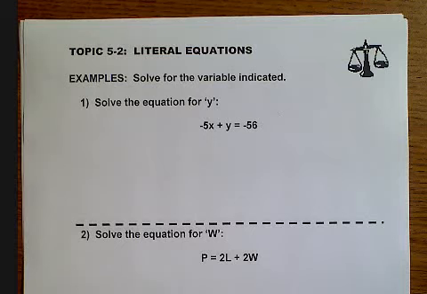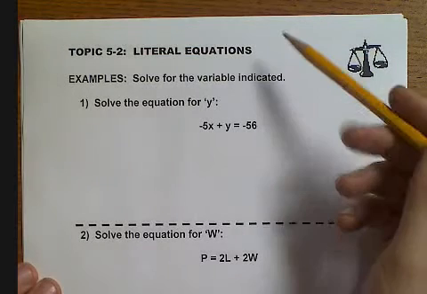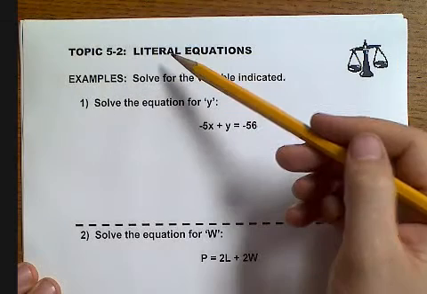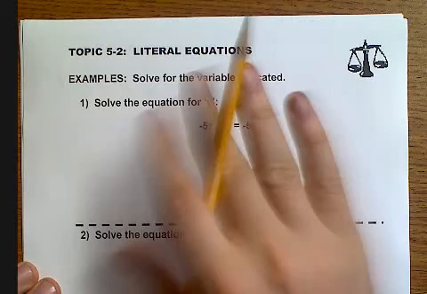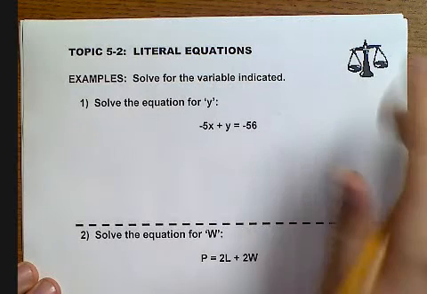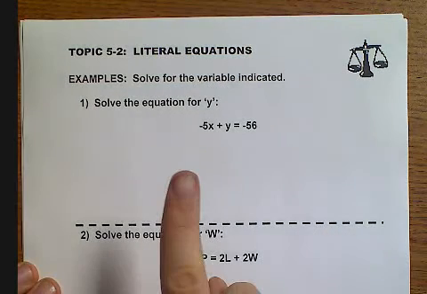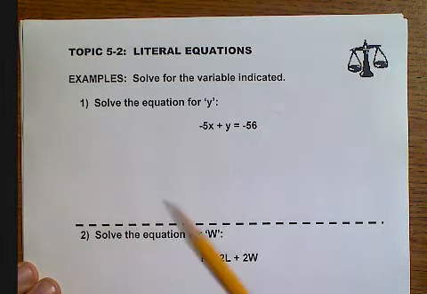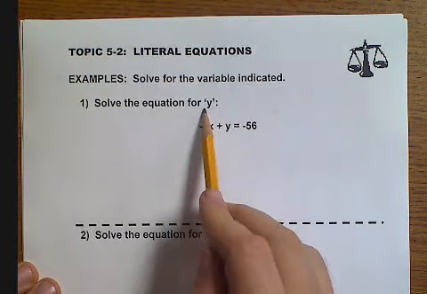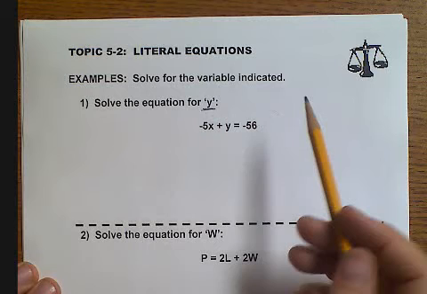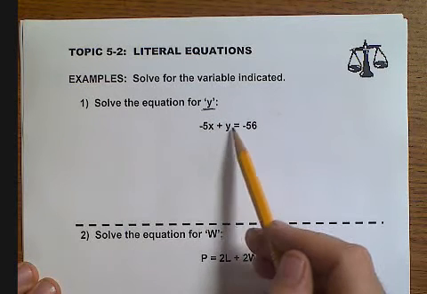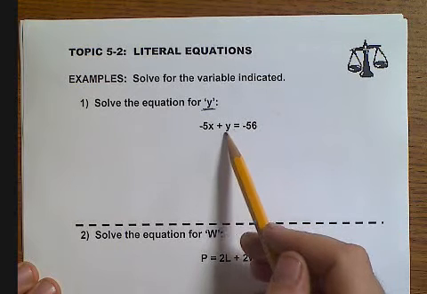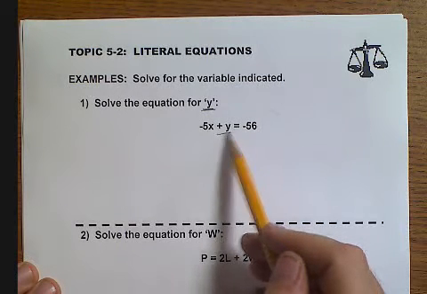Alright, class. Today we're going to talk about 5.2 literal equations. What we've got is equations with several variables, and what we want to do is solve for just a single variable. So, as an example for number 1, they want us to solve for y. Notice that we have both x's and y's. However, the y is what we want to solve for.